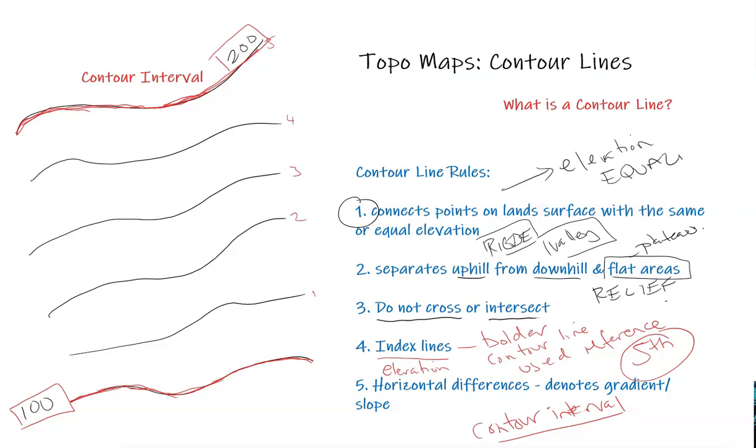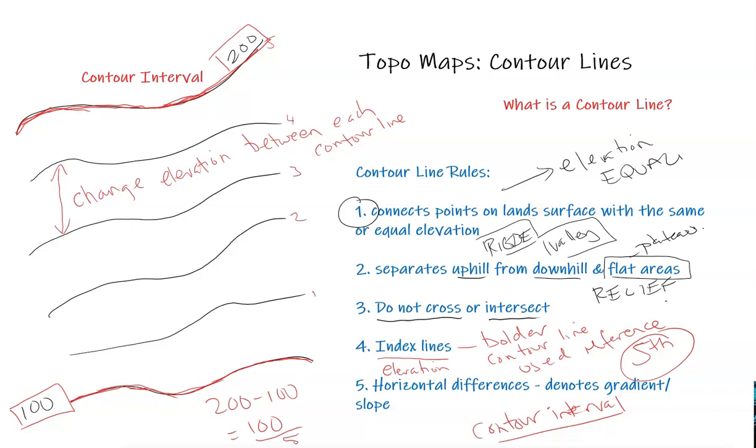Now, how do we find out? The interval is the change of elevation between each contour line. These lines haven't got any number on them, so we've got to figure it out. What's the difference between 200 and 100? Basic subtraction, it equals 100. There are 5 lines in between, so you do 100 divided by 5. That equals 20. So our contour interval for this particular diagram is 20.